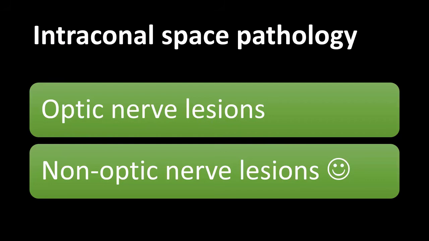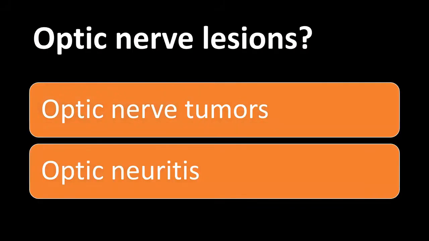And we can make a very broad distinction between intraconal pathology arising from the optic nerve, so optic nerve lesions, and then we have all the rest, the non-optic nerve lesions. And when it comes to optic nerve lesions, I made a distinction for this presentation between optic nerve tumors and inflammation of the optic nerve, so-called optic neuritis. When it comes to tumors, I believe that there are two very important ones you should definitely know.